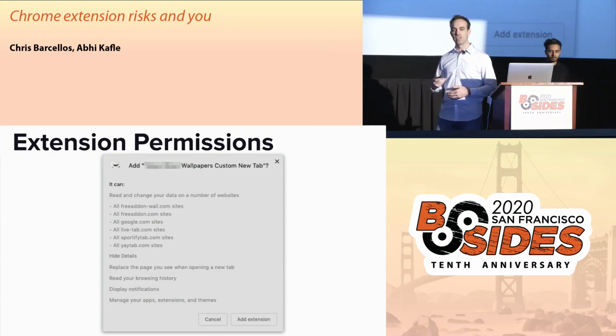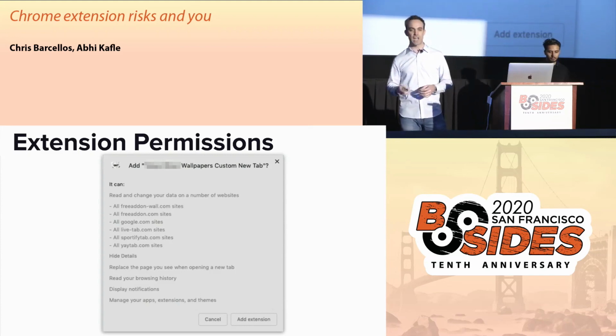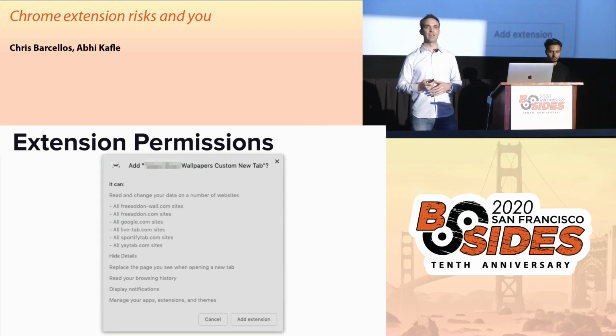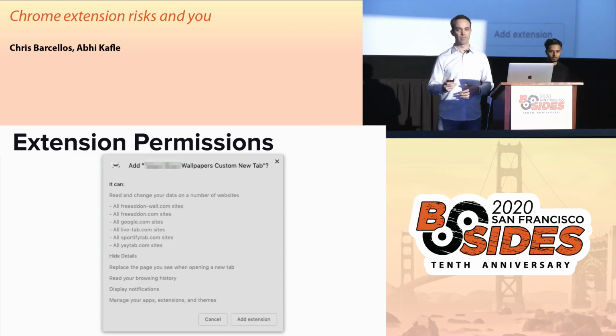This is something you might be aware of when you install a new extension. It shows you which permissions it needs. In this one, the extension is a new tab picture, but it asks for access to different sites, including the Google domain, and also the ability to read your history and manage your apps and extensions.